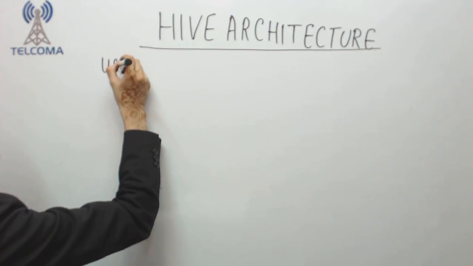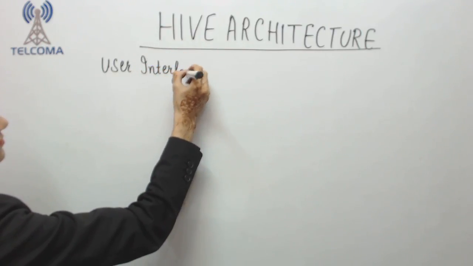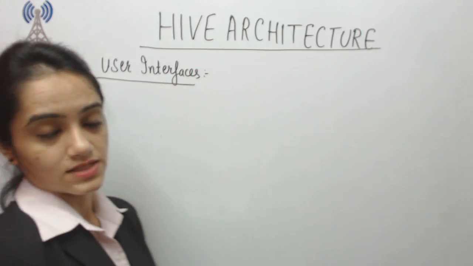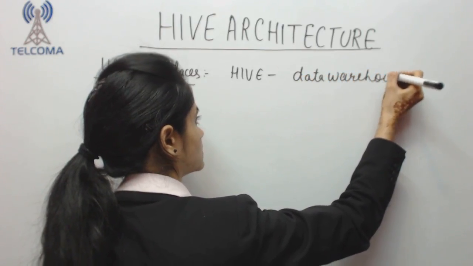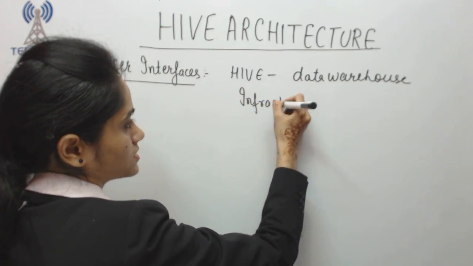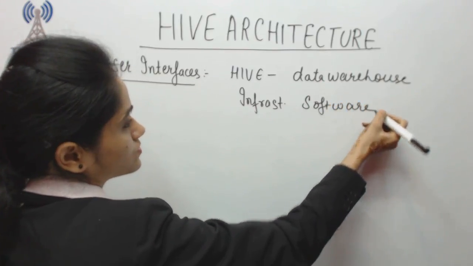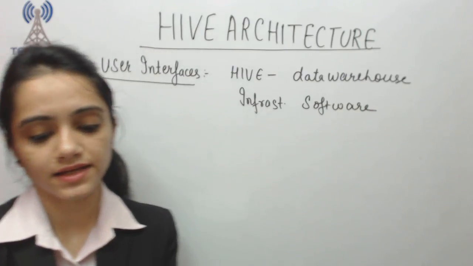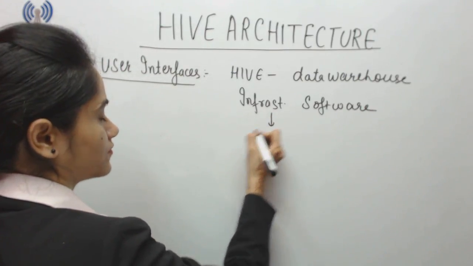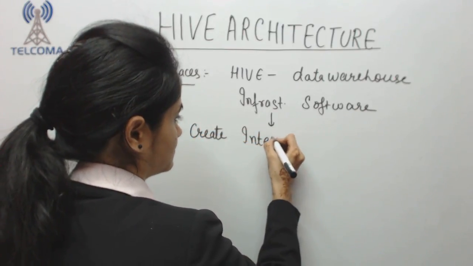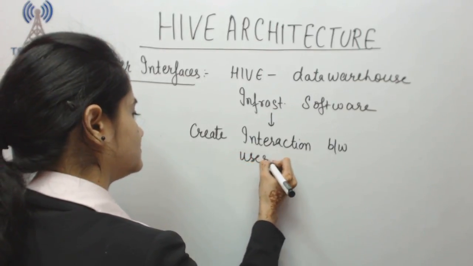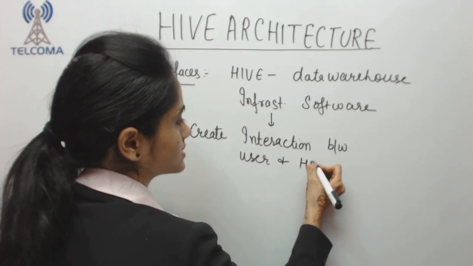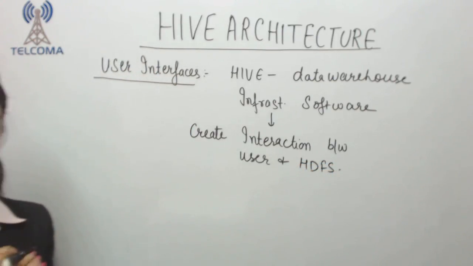Let's start with user interfaces. Now HIVE is basically a data warehouse infrastructure software. So this is basically a data warehouse infrastructure software that can create interaction between the user and the next entity, the file system, which is HDFS. So it is a software which creates an interaction.